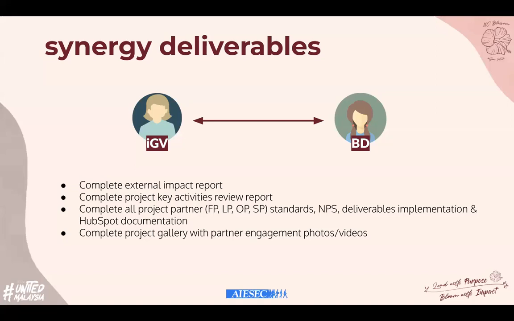The first thing is that IGV and PD have to support one another to complete the external impact report, because in the BD criteria, there is an impact report that we need to complete and send out to the external partners, and also to close the external partners' experience. Also make sure that you complete the project key activities review in the DMF, such as who the partners involved are, and complete all of the project partner standards, NPS deliverables, implementation plan, and your HubSpot documentation, and make sure that you also complete the project gallery with the partner engagement photos and videos.